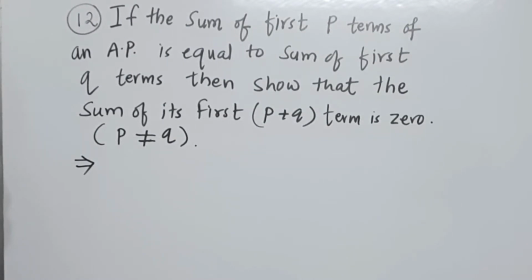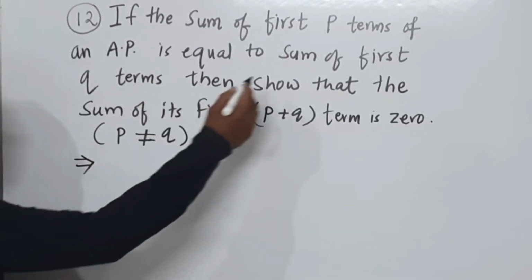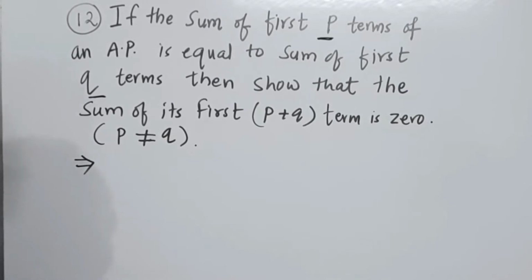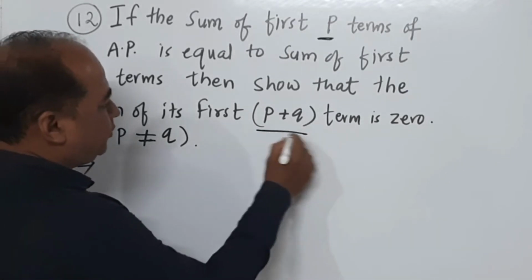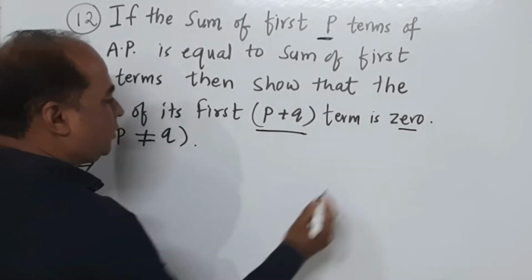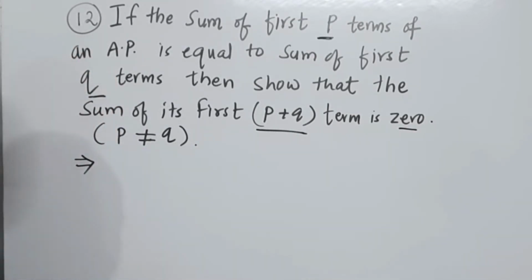12th, a very important example. If the sum of the first P terms of an AP is equal to the sum of the first Q terms of the AP, then you have to show that the sum of P plus Q terms is equal to 0. Here P is not equal to Q.